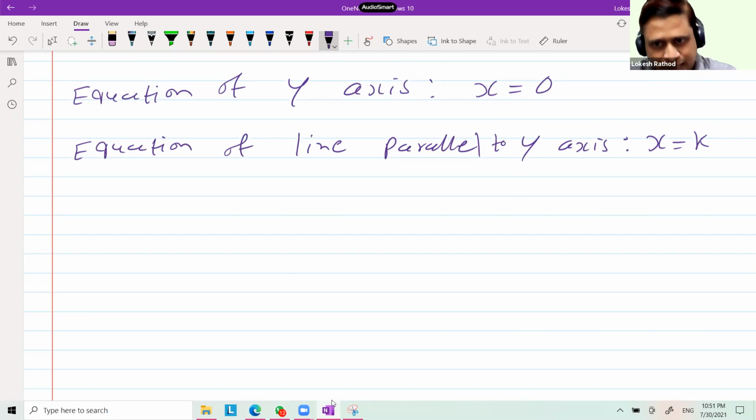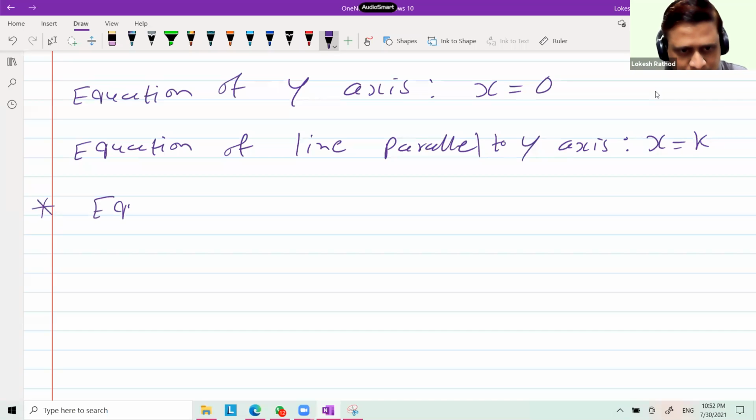Equation of line parallel to x-axis, y equal. No. Hello. Yeah. Anyone want to say anything? Is it clear? Okay, great.